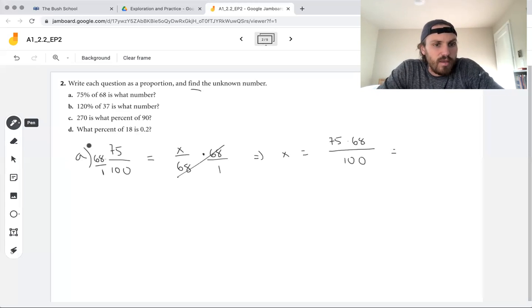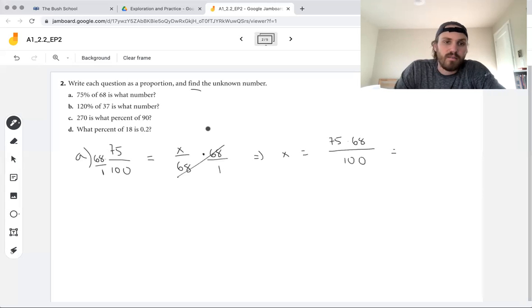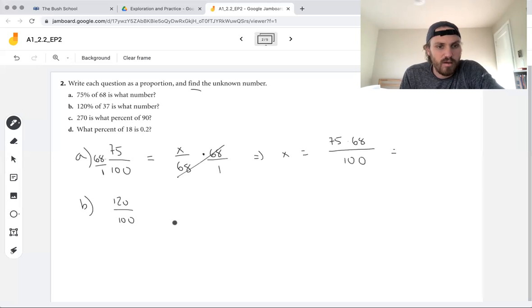Now you should try B, but pause and then try B, and then check your answer. So hopefully you paused and thought about this. 120%, it's got to be 120 over 100. Now it's tempting to put that over 37, but that is not what we want to do yet, because we have to make sure that one side of the proportion is just the percentage. So 120% of 37 is what number?